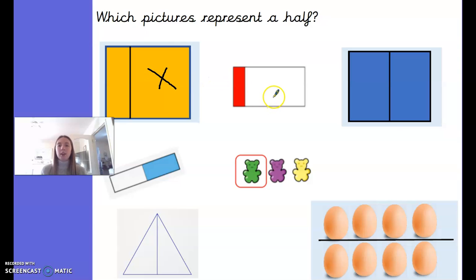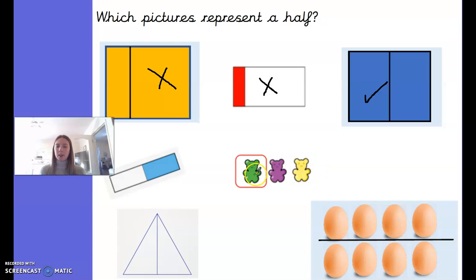Let's move on to this one. Again, I can see that there are 2 parts, but they're not equal. So this does not represent a half. However, this time, I can see these 2 parts are the same. They're exactly the same size. So this is representing a half.